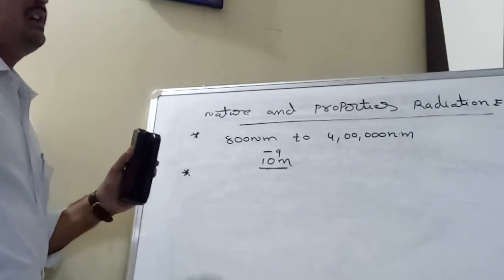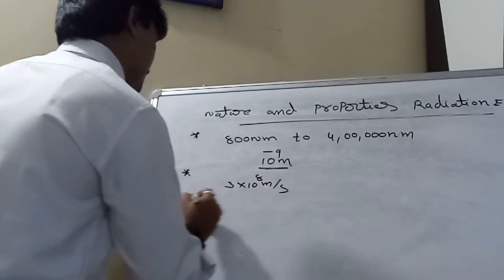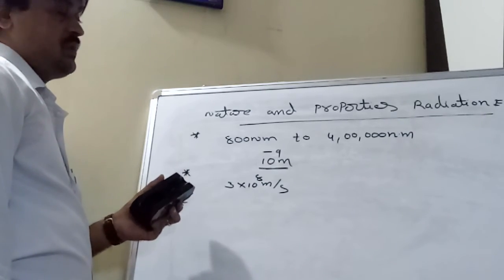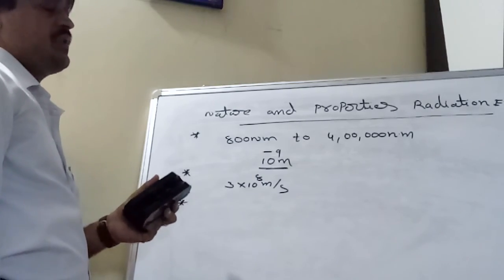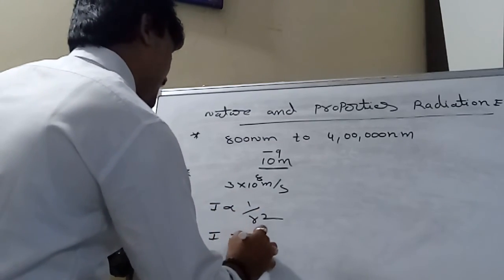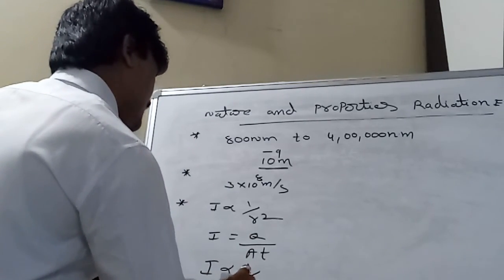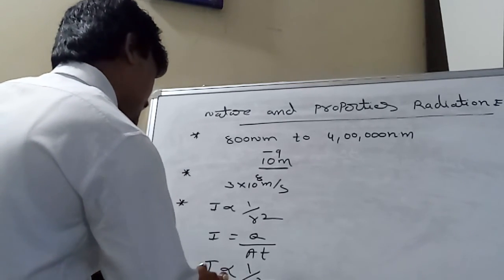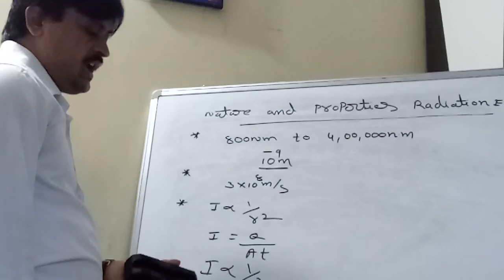The velocity of radiant energy is equal to 3 into 10 power 8 meter per second. The intensity of radiation energy is inversely proportional to the square of the distance. So I is proportional to 1 by r square. I is equal to Q by A into t, where the area is pi r square. So the intensity of radiation obeys the inverse square law.